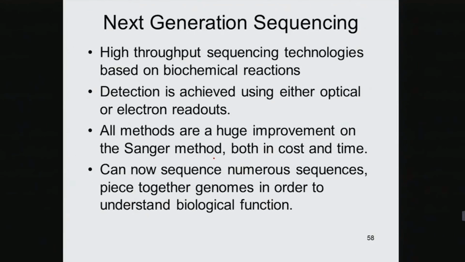All right, so just to summarize, that's the next generation sequencing techniques. You get high throughput sequencing based on the biochemical reactions. The detection is achieved using optical or electron readouts. They're a huge improvement over Sanger and Maxam-Gilbert, both in cost and time. And now we can sequence numerous sequences in large genomes in order to understand their biological function.